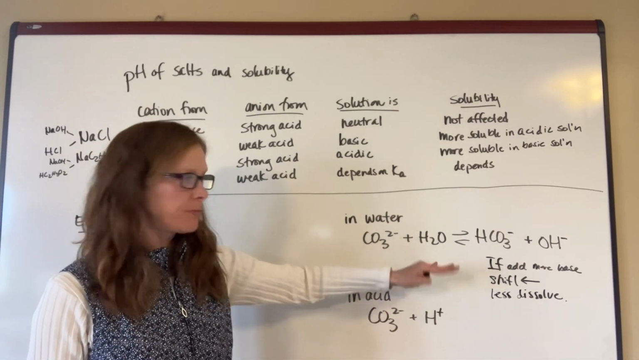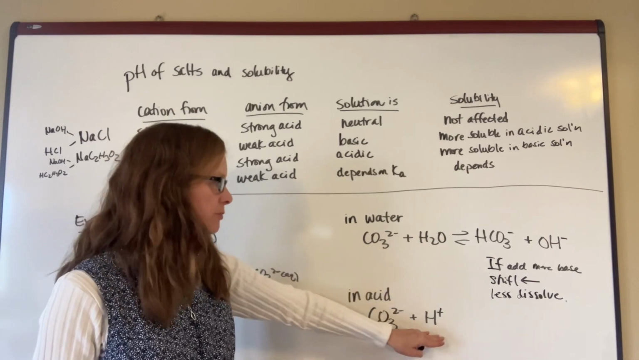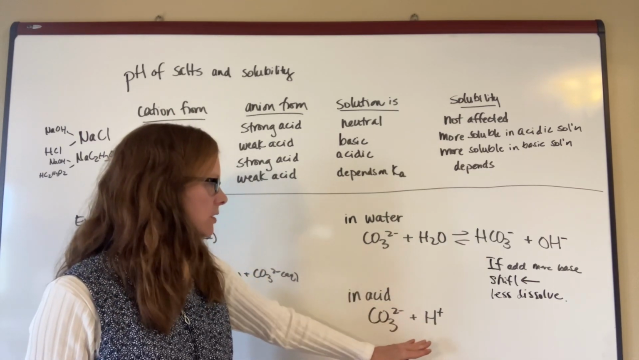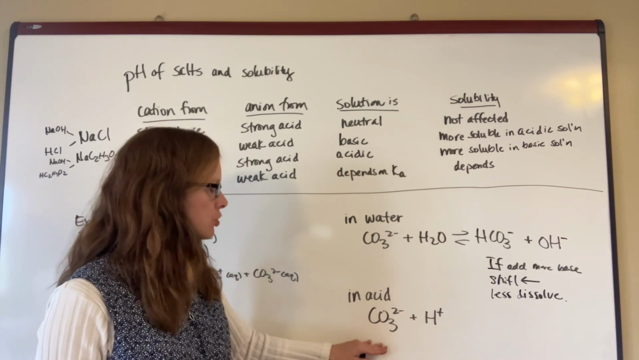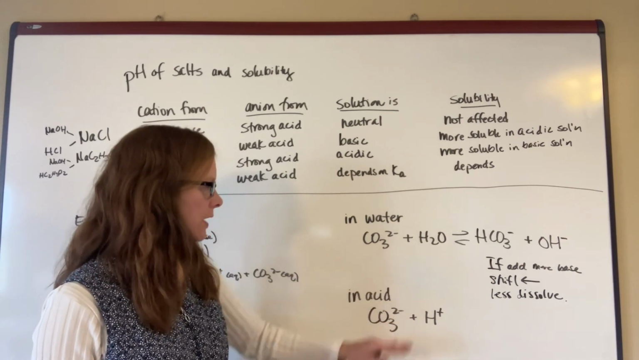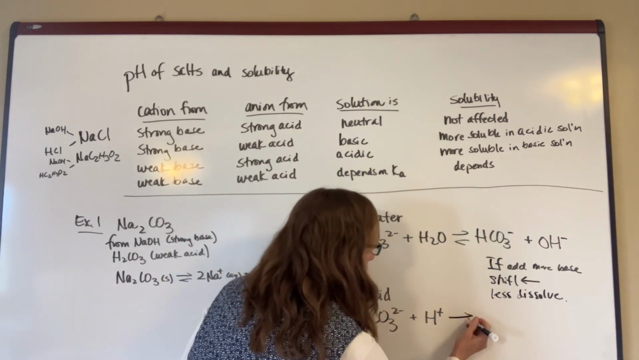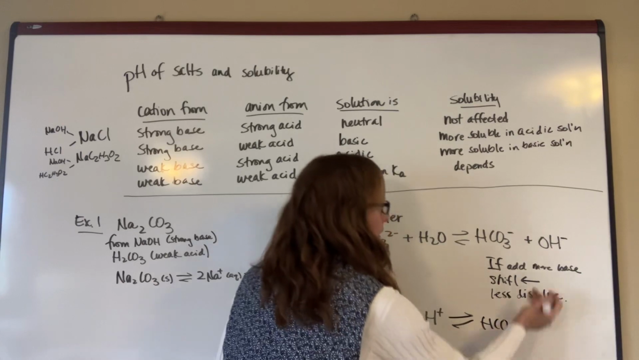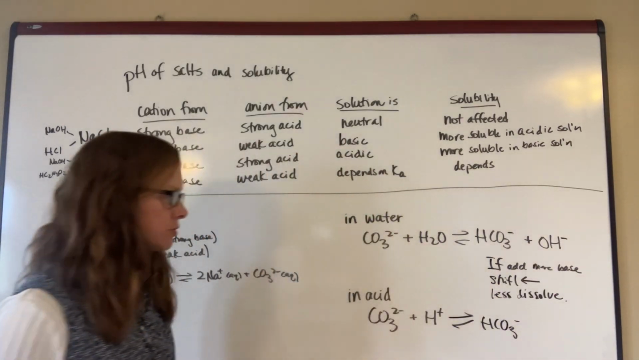Remember, water is going to flip either way. So if I put this one in something like a hydrochloric acid or a nitric acid solution, and I've got hydrogen ions here, the carbonate will choose to react with this as opposed to reacting with the water. And now what I'm going to have is HCO3 minus, but now I don't have that hydroxide ion being produced.